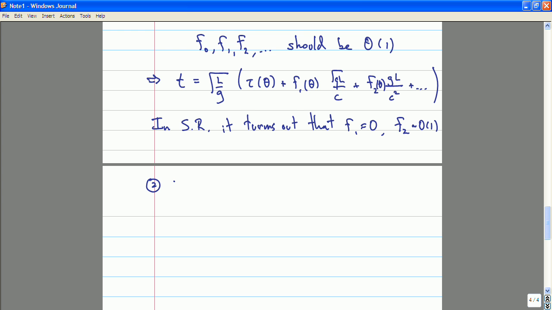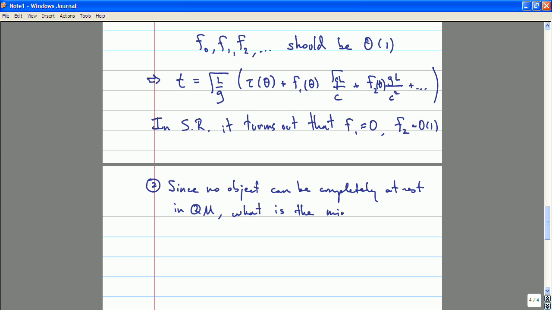And so since no object can be completely at rest in quantum mechanics, what is the minimum possible energy of this pendulum due to quantum effects? Now, there's a whole deep theory of quantum mechanics involving Schrödinger's equation and so forth, which would allow you to solve this problem exactly. But using dimensional analysis, we can just figure out order of magnitude what the answer is.